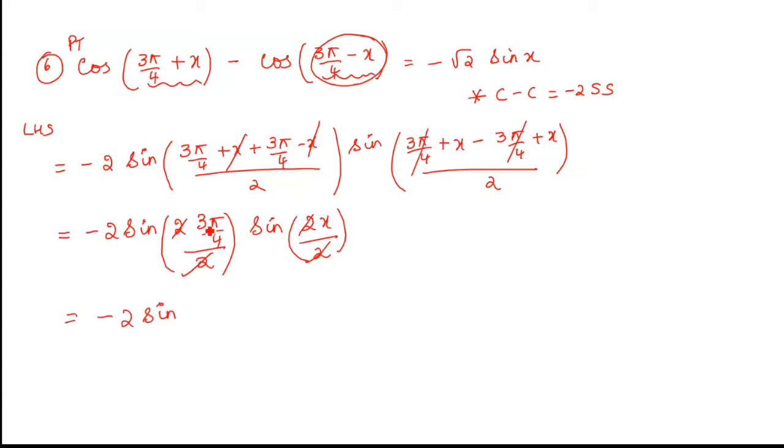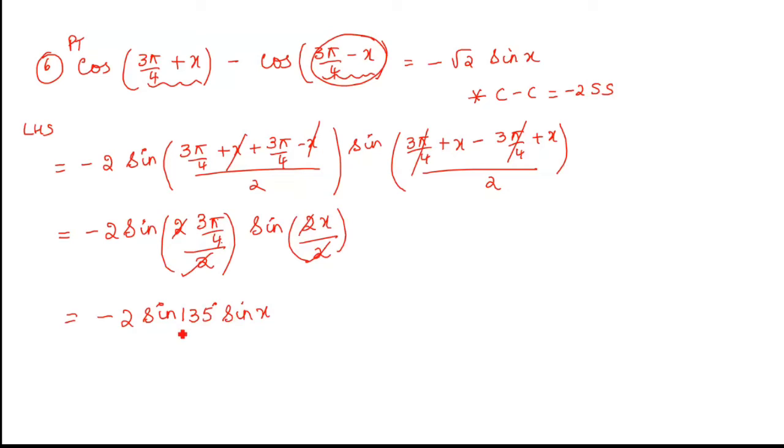So therefore this is equal to minus 2 sine. How much is 3 pi by 4? Pi by 4 means 45. 45 into 3, how much? 135. 3 pi by 2 is 270. 3 pi by 4 is 135. Pi by 4 means 45. 45 into 3, 90, 135, into sine x.